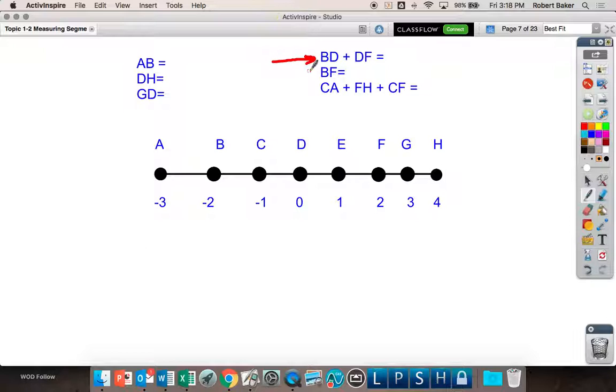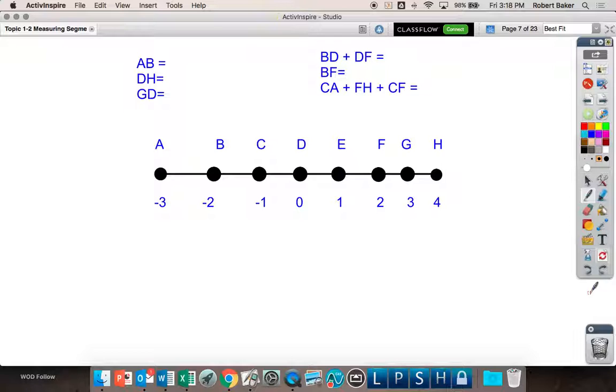Okay? Your first piece of math all year long, right here. We're about to add something together. What is the measurement of BD plus the measurement of DF? 4. Yeah. BD is right here. 1, 2. DF is right here. So it's 2 and 2, and 2 plus 2 is 4. What about how long is BF? The measurement of line segment BF.